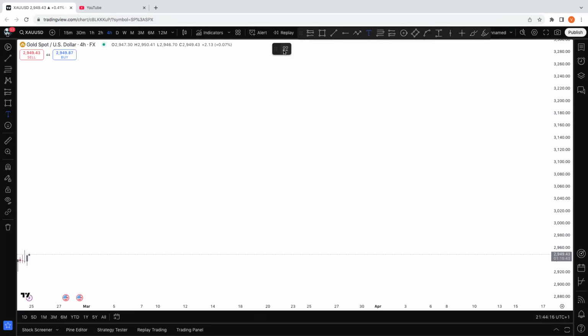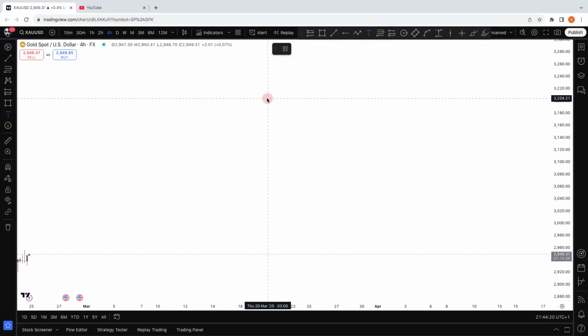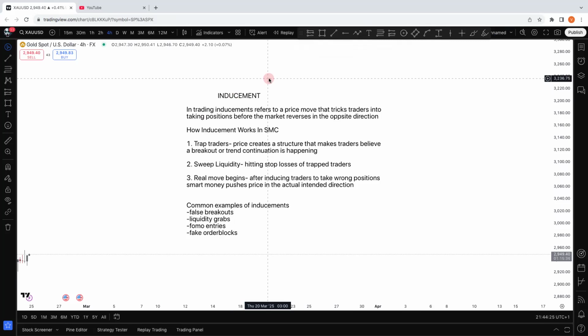Guys, so let's look at the last concept before we go to our chart examples. The last concept here is inducement. Inducement, the last but not the least. Inducement simply means a trap, right? It's a trap actually.